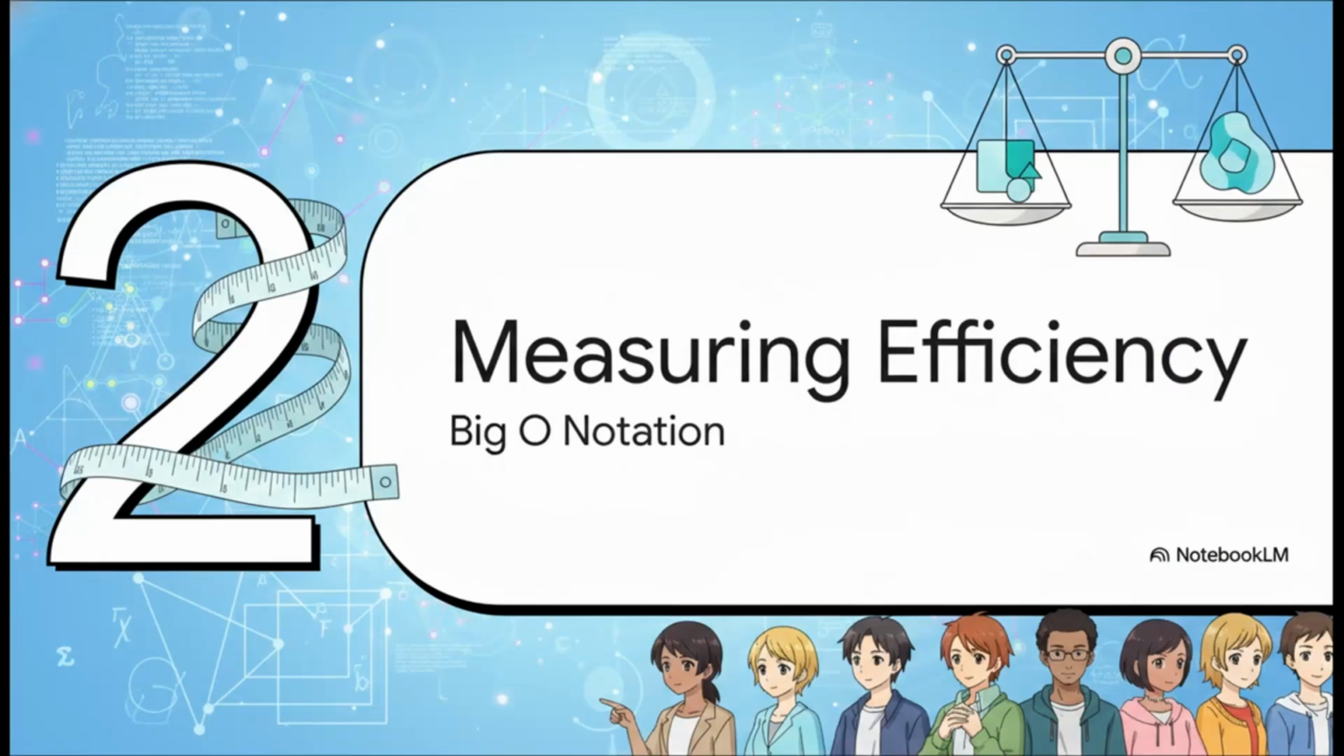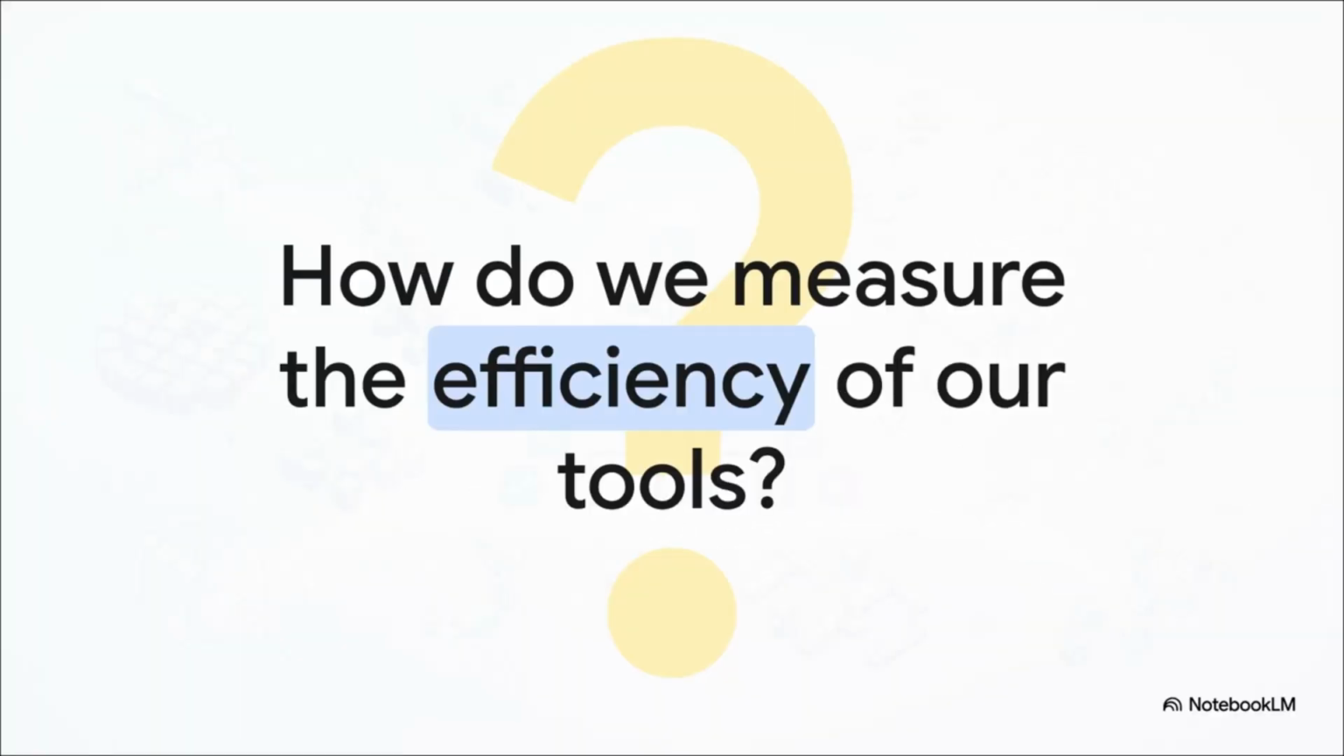All right, moving right along to Section 2, measuring efficiency with Big O. Because look, once you've figured out your problem, you really need a rock-solid way to evaluate if your chosen recipe is actually any good. We need a universal measuring stick. So let me ask you this. How do we measure the efficiency of our tools?